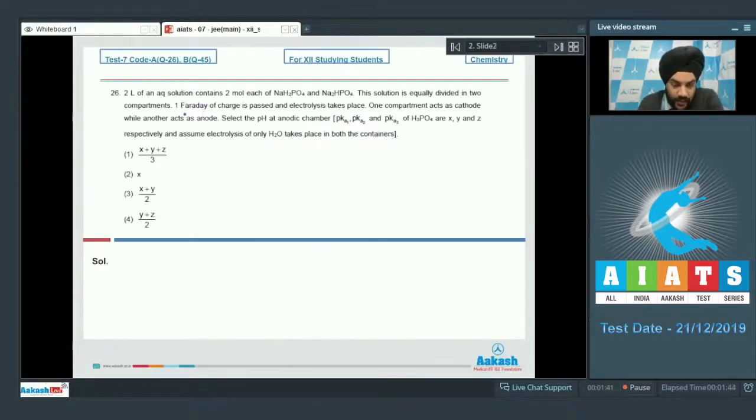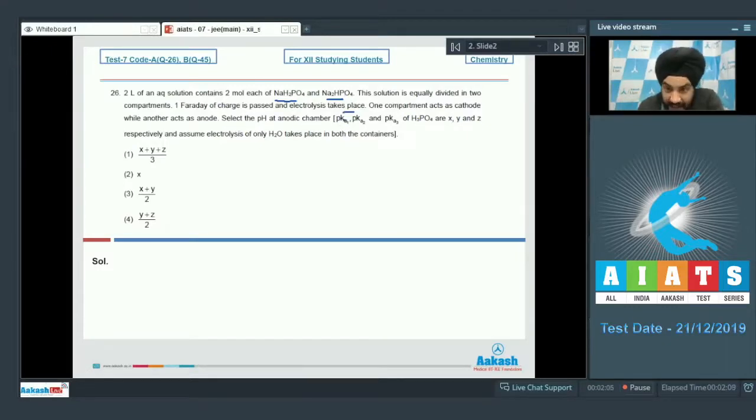Let us look at question number 26, students. It says 2 liter of an aqueous solution contains 2 mole each of NaH2PO4 and Na2HPO4. This solution is equally divided into 2 compartments. 1 Faraday of charge is passed and electrolysis takes place. One compartment acts as cathode while another acts as anode. Select the pH at the anodic chamber.